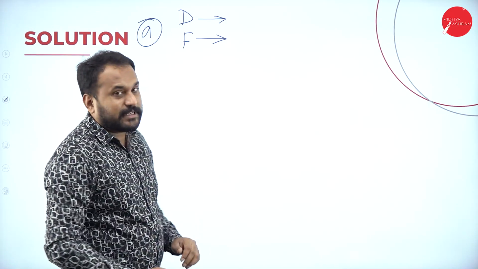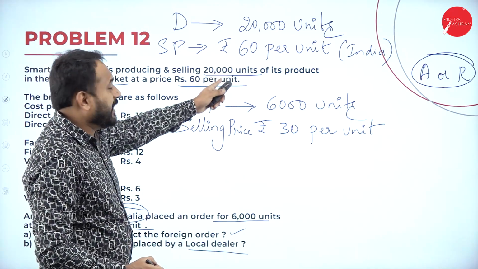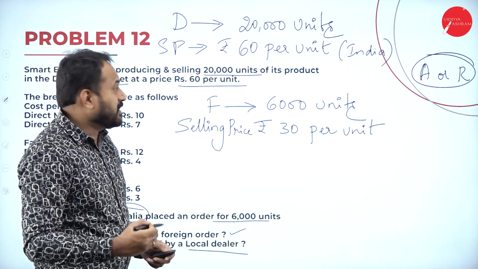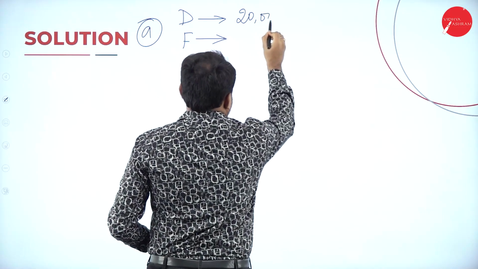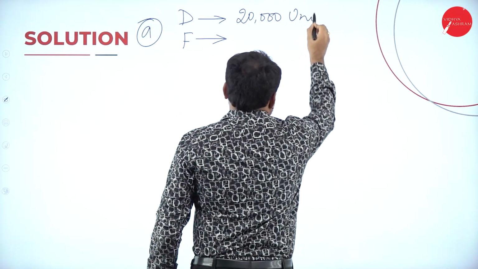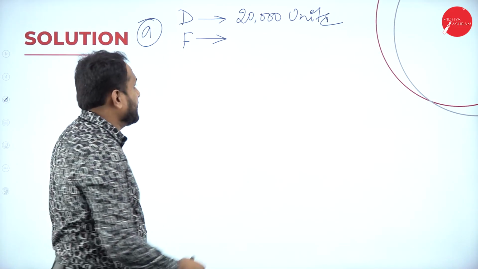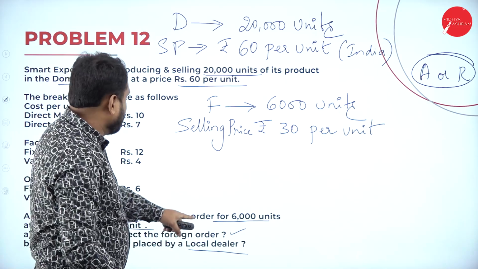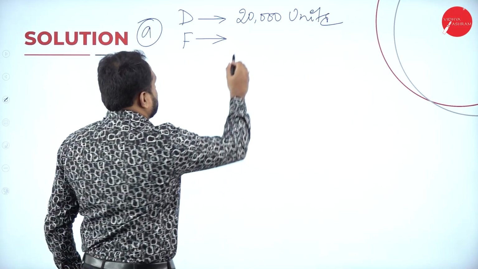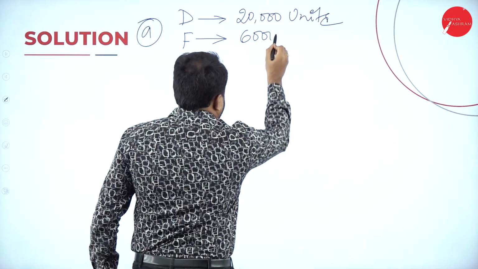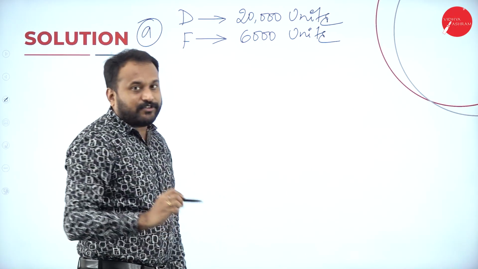Now domestic, how much is he actually selling or manufacturing? That is 20,000 units. So we'll write here 20,000 units. And foreign, how much exactly is it? Let's again check. Foreign is 6,000 units. So this is the foreign one. So we have written 6,000 units. Done. 20% of our job is done.